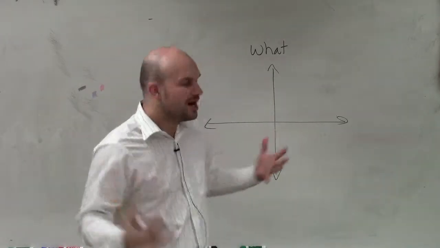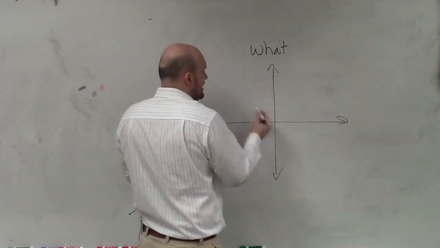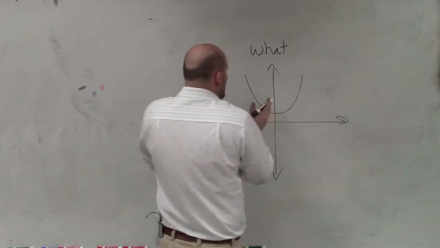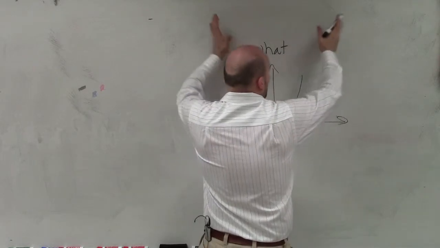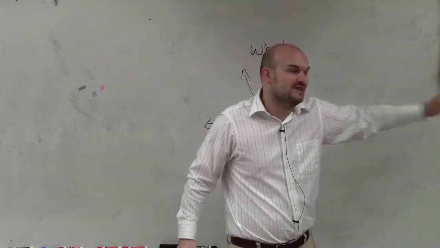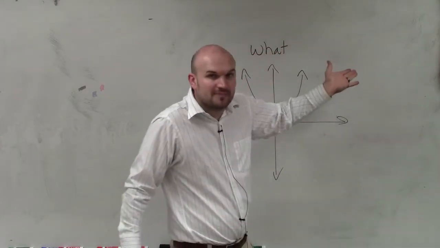So when we're talking about graphs, for instance, when I graph a parabola and the graph looks like this, well, remember, this graph is going to continue going up and going out, right? It's going to continue going to the right towards infinity. It's going to continue going up into infinity.